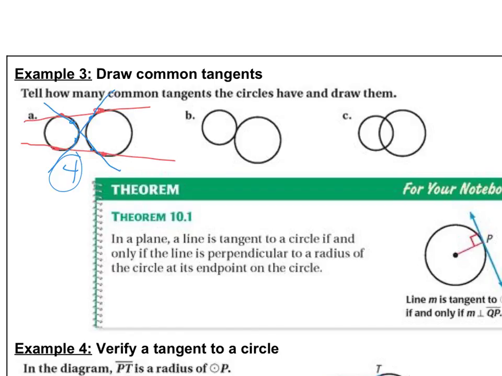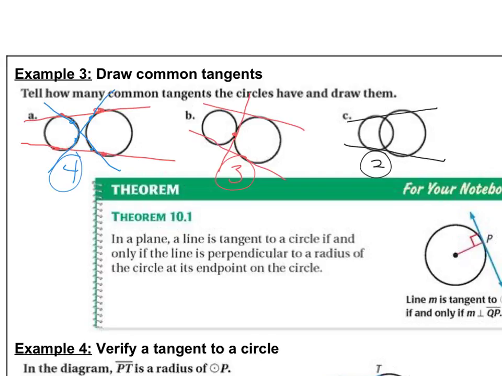As far as example B, again, you'd have this one here and this one here. I think there might be one right through here that maybe only touches both of them right at the same spot. But this one would have 3 points of tangency. And then the last one, just your traditional 2, one here and one here.